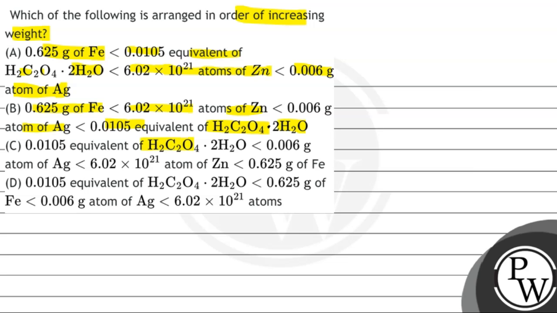Option C: 0.0105 equivalent of H2C2O4.2H2O is less than 0.006 gram atom of Ag, which is less than 6.02 into 10 to the power 21 atoms of Zn, which is less than 0.625 gram of Fe.